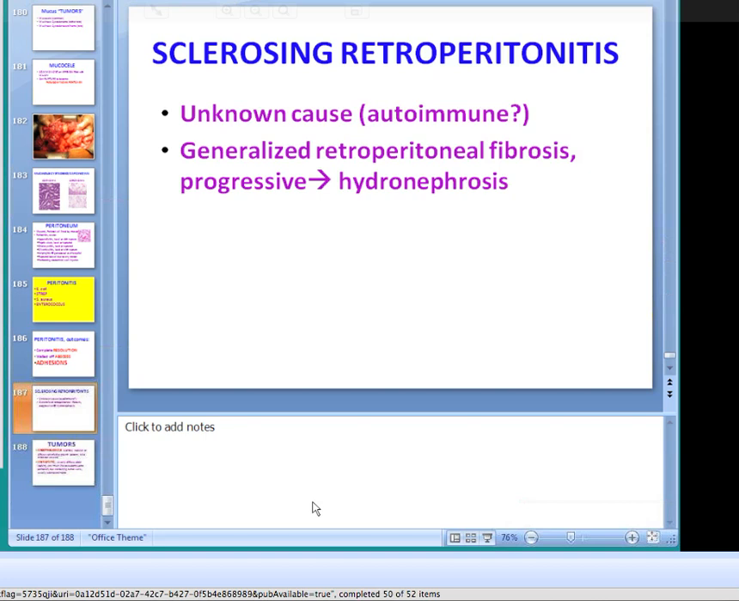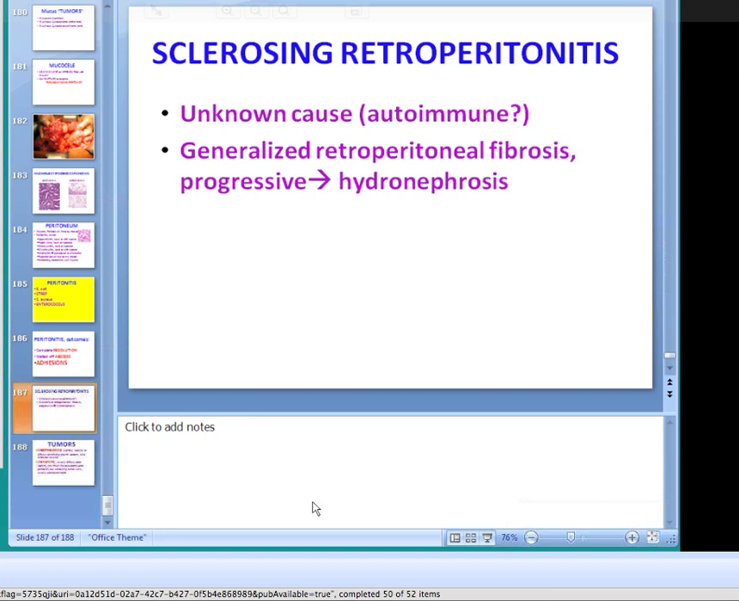Last but not least, I think we've got to tell you about one more condition called sclerosing retroperitonitis. If you remember from your anatomy and your cadaver, we had this big retroperitoneum. It encased the adrenals, the pancreas, the kidneys, the ureters. And there is a disease called sclerosing retroperitonitis. It's probably autoimmune, mostly because we haven't found any specific external pathogen that might cause it. And basically it progresses to general retroperitoneal fibrosis.